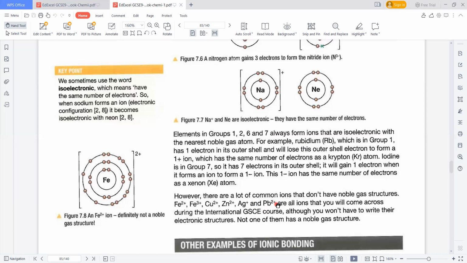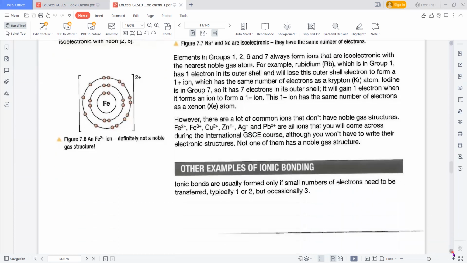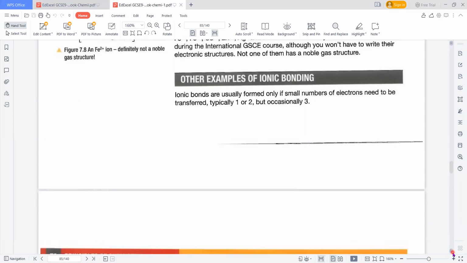Iron is a transition metal, which has two oxidation numbers. They are engaged in rusting, which we'll see later on. However, it is not mandatory for everybody doing ion configuration to match up with noble gases.